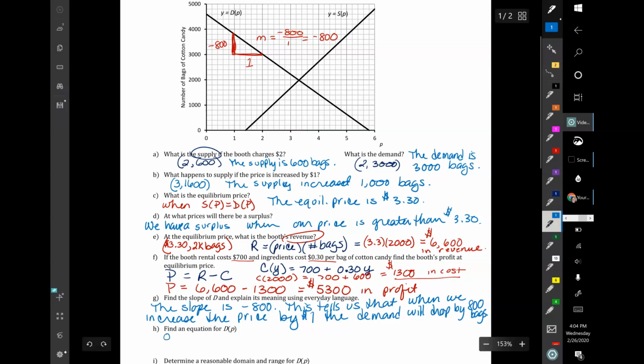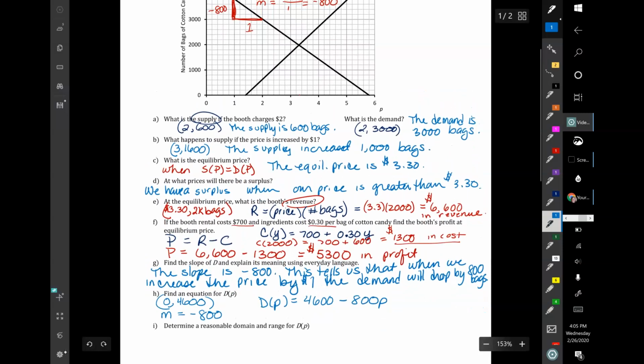So we can jot that down. We have (0, 4,600) is our y-intercept. We know our slope equals negative 800. So we can just write that in terms of D of P. D of P equals 4,600 minus 800P. So we're relating that back now to price, where before, when we were figuring out profit and revenue and cost, we had to use the y value.